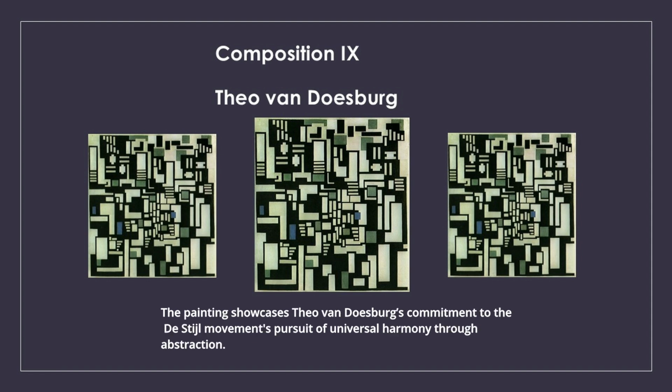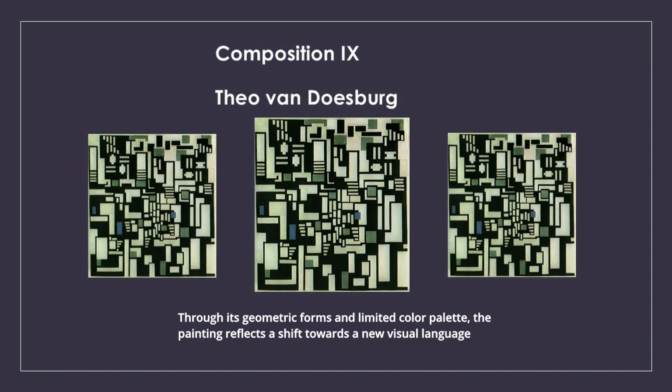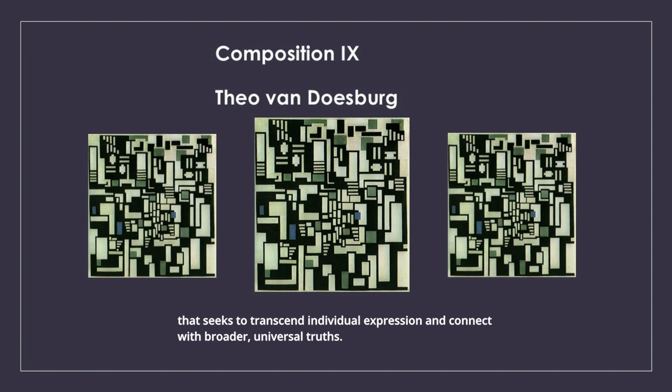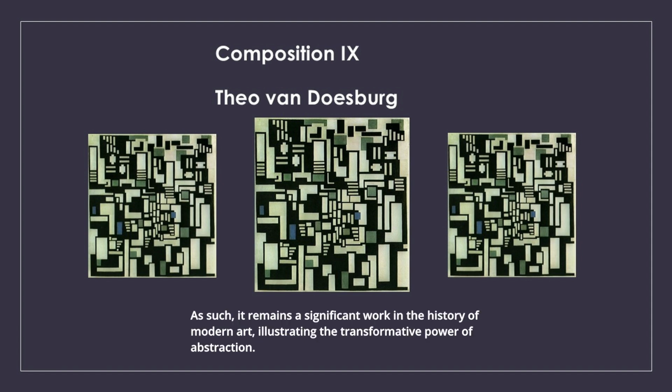The painting showcases Theo van Doesburg's commitment to the De Stijl movement's pursuit of universal harmony through abstraction. Through its geometric forms and limited color palette, the painting reflects a shift towards a new visual language that seeks to transcend individual expression and connect with broader, universal truths. As such, it remains a significant work in the history of modern art, illustrating the transformative power of abstraction.